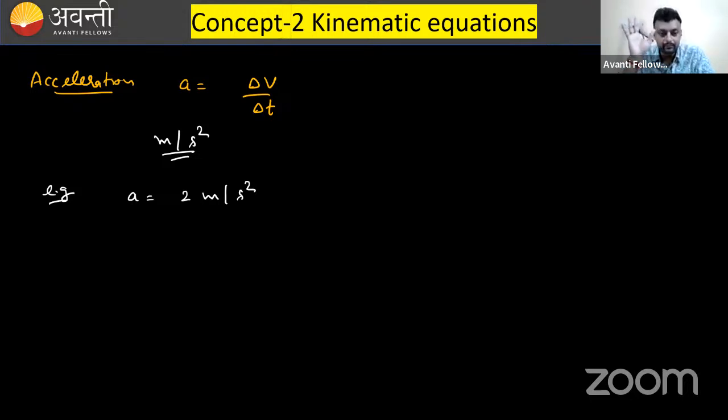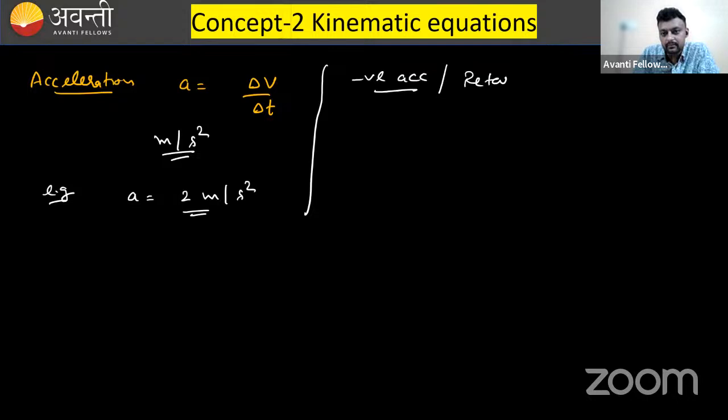Are you getting my point? What is the meaning of this acceleration 2 meter per second square? Its velocity is increasing by 2 meter per second in 1 second. Now, similarly, you have heard the term negative acceleration, which is also known as retardation.